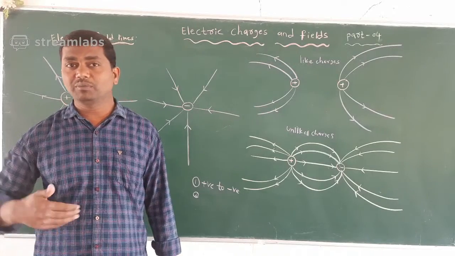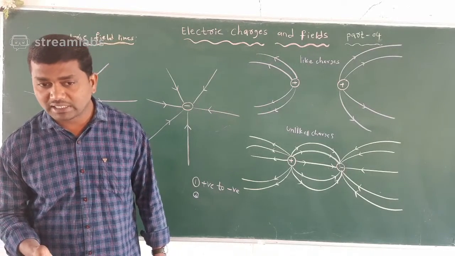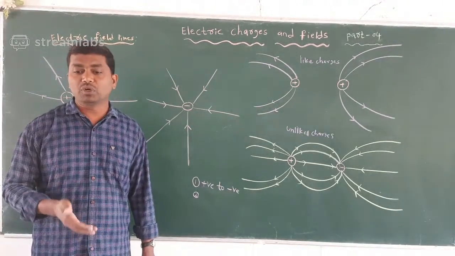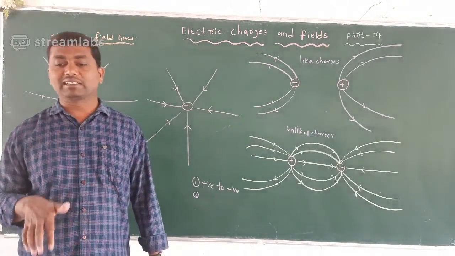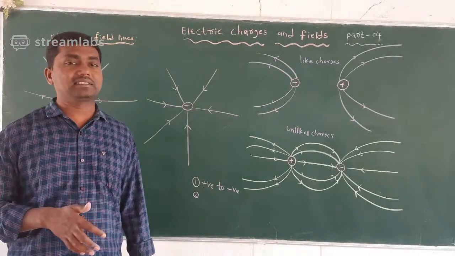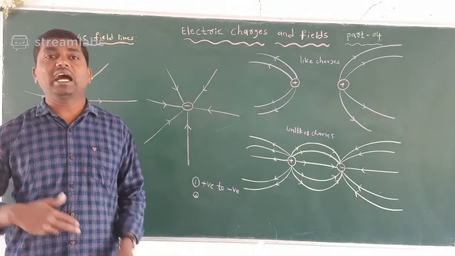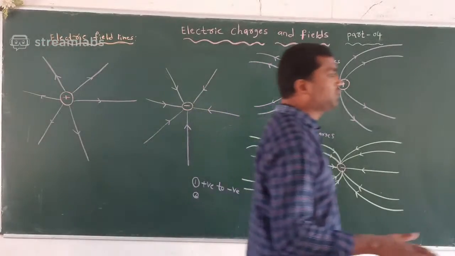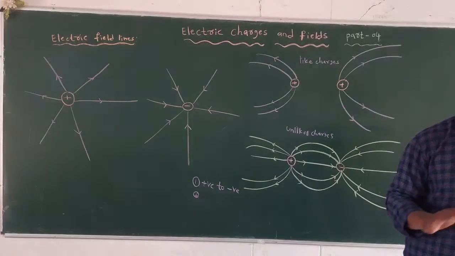And the second one: the electric field lines do not intersect, do not coincide. Suppose the electric field lines intersect, or coincide; then they would have two directions. So it is impossible. So the electric field lines do not intersect.